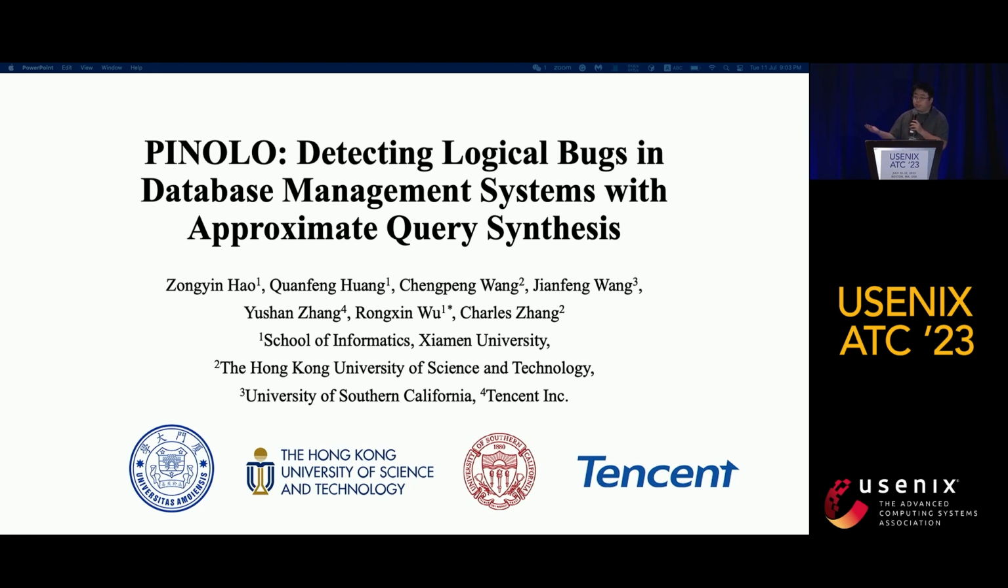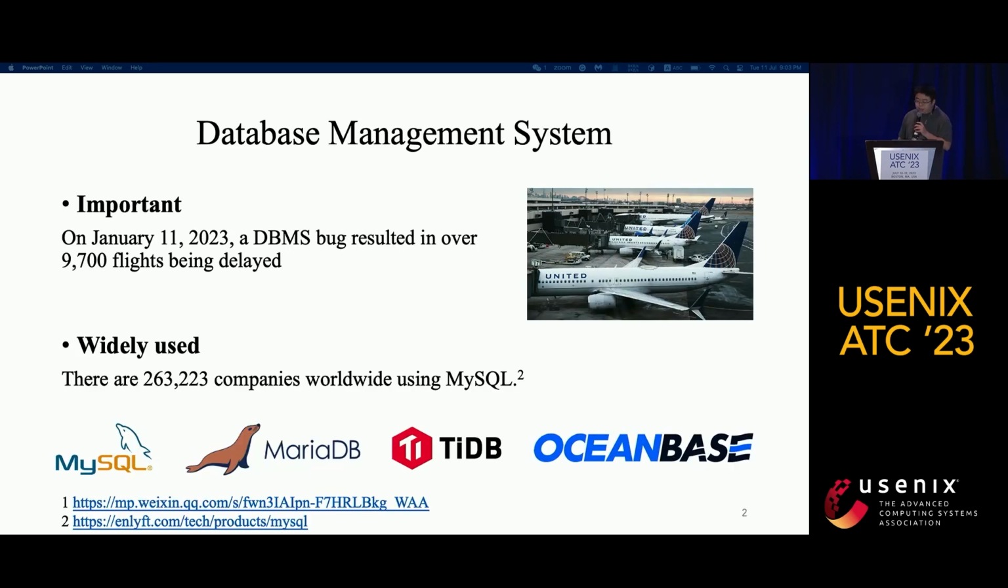At the beginning of this presentation, let me first give some background about database management systems and logical bugs. Database management systems, DBMS for short, are essential in many modern enterprise applications. Obviously, such systems are very important and security critical, because any bugs underlying such systems can cause very severe consequences. For example, on January 11, 2023, a DBMS bug resulted in over 9,000 flights being delayed.